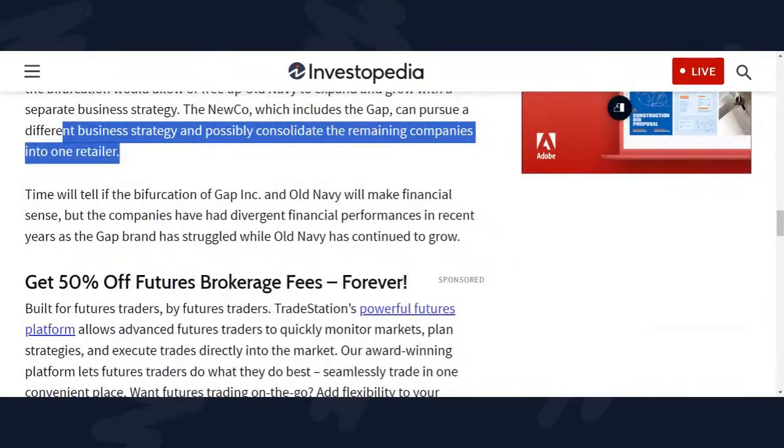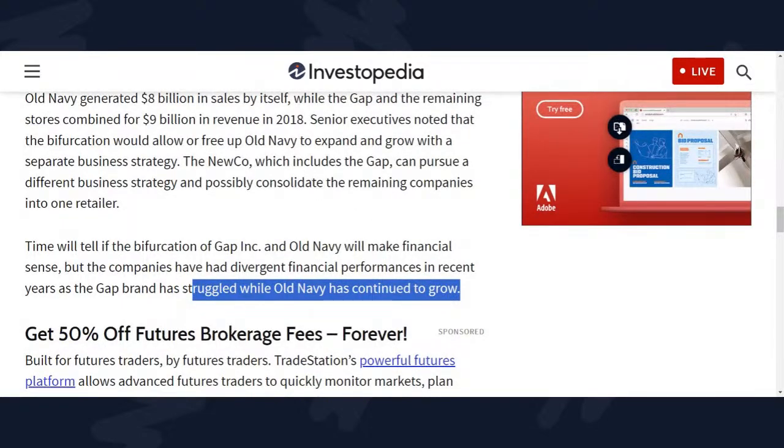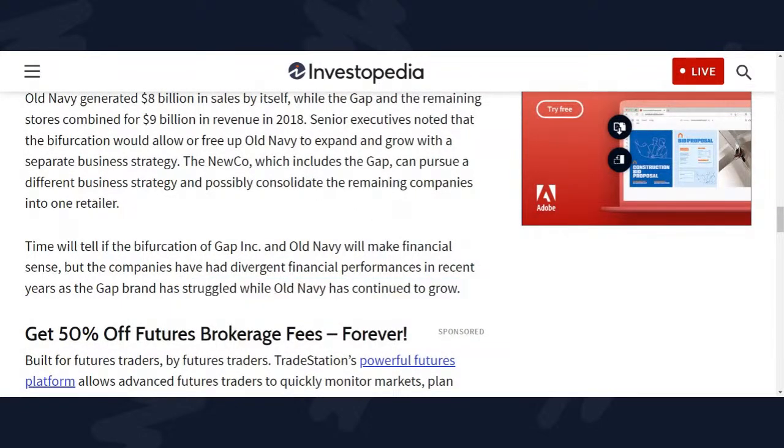Time will tell if the bifurcation of Gap Inc. and Old Navy will make financial sense, but the companies have had divergent financial performances in recent years as the Gap brand has struggled while Old Navy has continued to grow, saying that maybe they should take on the new business strategies that they implemented in Old Navy.